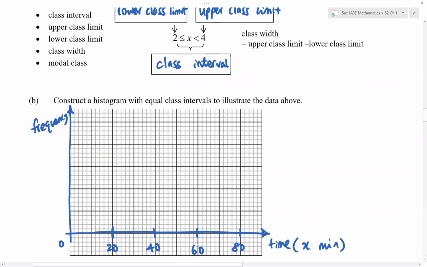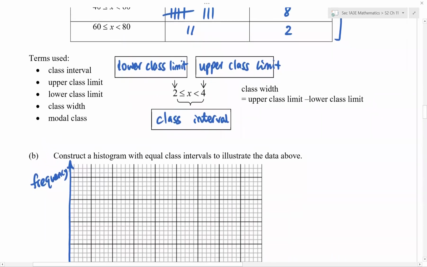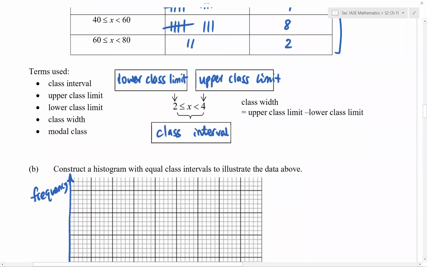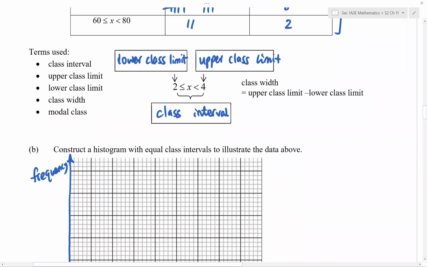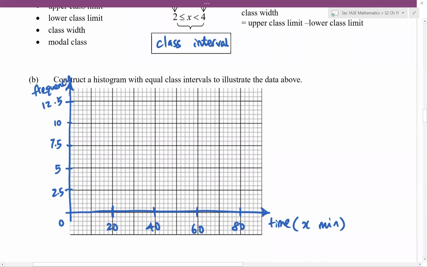So let's continue with the vertical axis. Now our vertical axis goes all the way from 2 to 11, so we have to ensure that we have enough space for that. This is the scale I'm going to be using. 5 tiny squares will represent 2.5, so 10 tiny squares will represent 5 for the frequency. In the first 0 to 20 class interval, the frequency is 11.